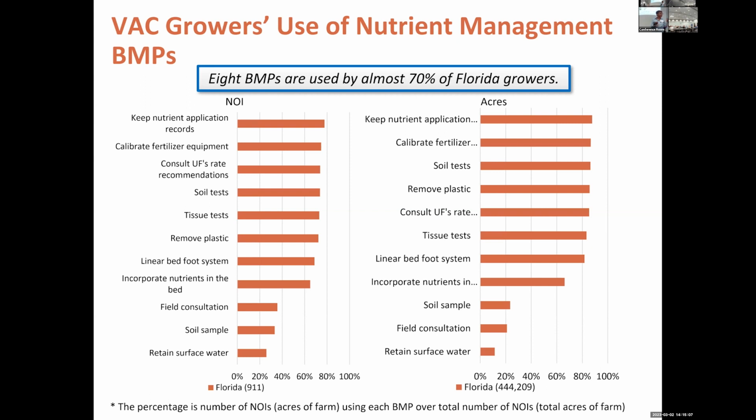Tissue tests, removing plastic, linear bed foot system, this is not an additional cost to a grower. But with incorporating nutrients in the bed, again, it's good practice, but some people choose to broadcast instead of holding it in the bed. So we see that for the, I think it was 11 nutrient management practices, about 8 of them are very widely used in the program.